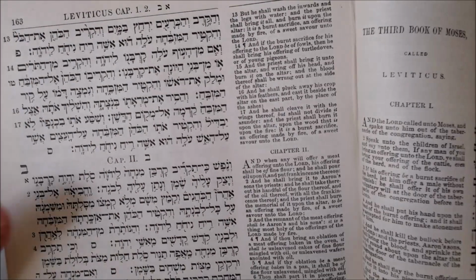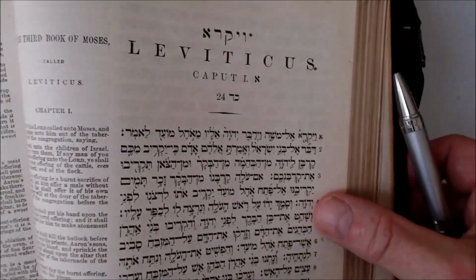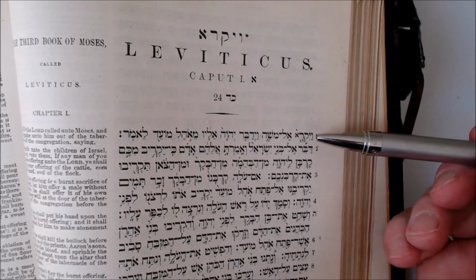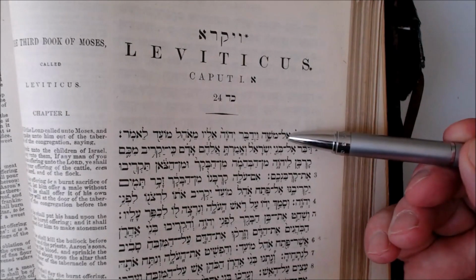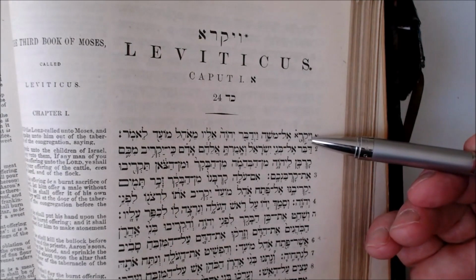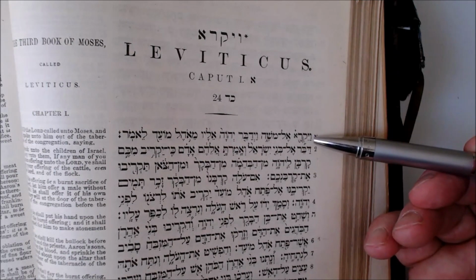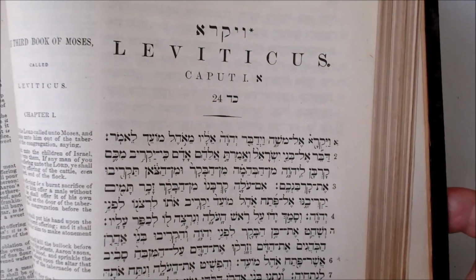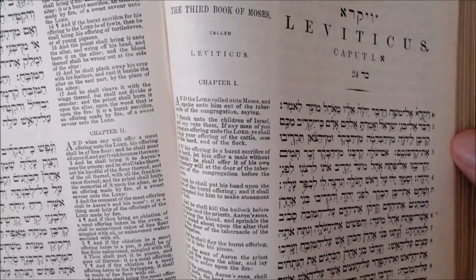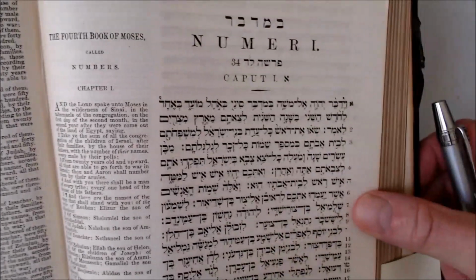And then we go to the book of Leviticus. I have to move the book over here. Hope you can see this. Vayikra el Moshe. And the Lord called to Moses. And there is the Vav right there. See it at the beginning. Hope you can see that. So that ties the book of Leviticus up with the book of Exodus. It's a continuous story. Book of Numbers.